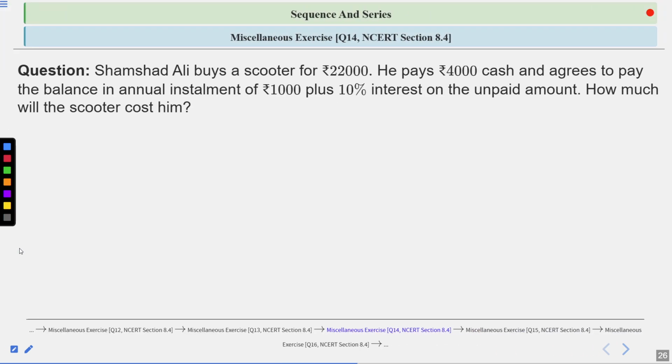Question number 14, which says: Shamshad Ali buys a scooter for Rs 22,000. He pays Rs 4,000 cash and agrees to pay the balance in annual installments of Rs 1,000 plus 10% interest on the unpaid amount. How much will the scooter cost him? Again, you have 3 minutes to solve or think about this question. After that, we will move to the solution part.